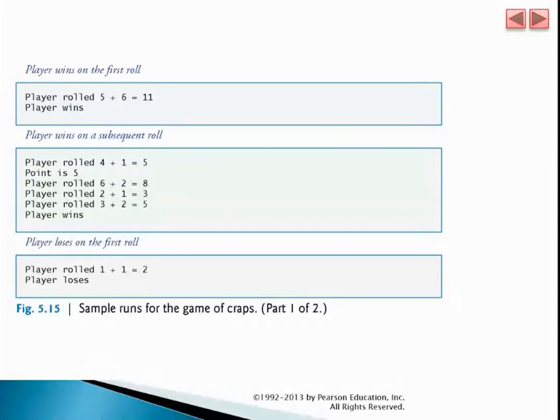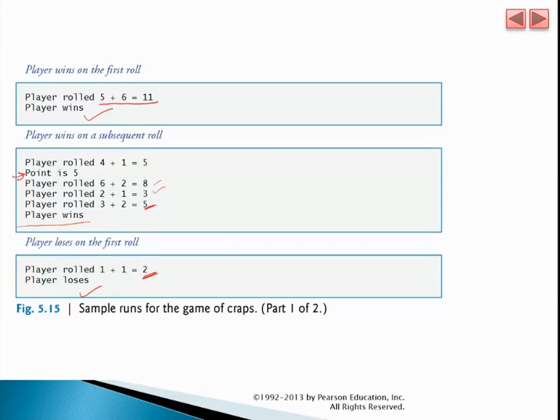So this is the output. If the player rolls the dice and the sum is 11, then we will say player wins. If the sum is 5, we will say your point is 5. Now you have to keep rolling the dice until you get 5. If the player gets 5, we will say stop, player wins. And if in the very beginning, in the first roll only, the user gets 2, we will say player loses the game.